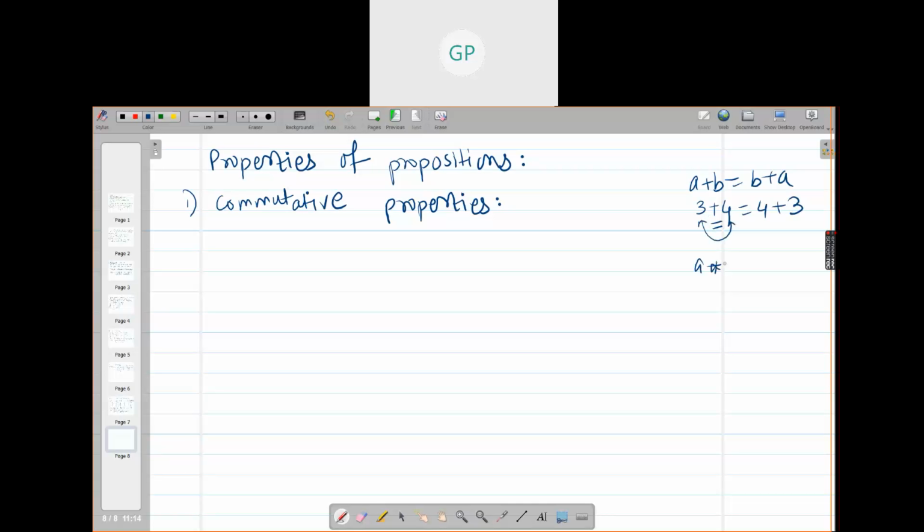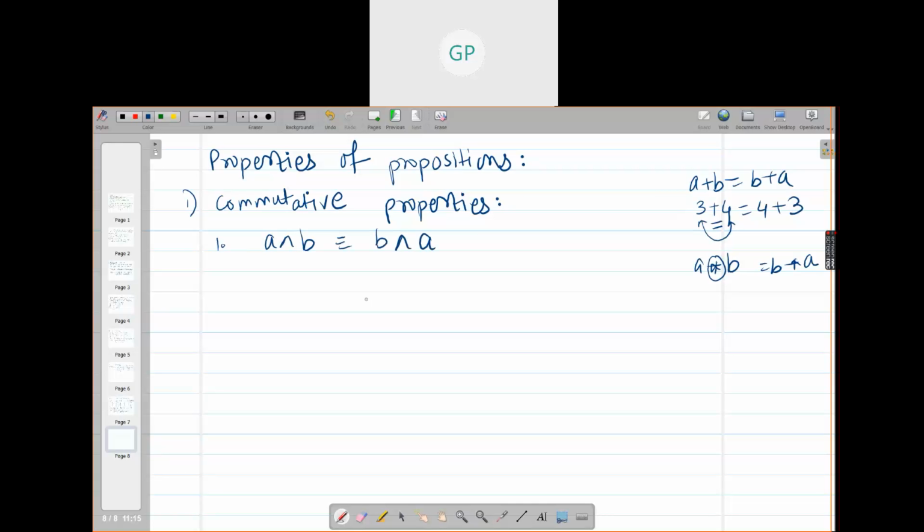So basically it is A star B, where star may be any operation, equals B star A. So star may be addition. Is subtraction a commutative operation? Is A minus B the same as B minus A? No. 3 minus 4 is not the same as 4 minus 3, right? So we want to see the commutative property for and, or: conjunction and disjunction. The first one under this is A and B is equivalent to B and A.